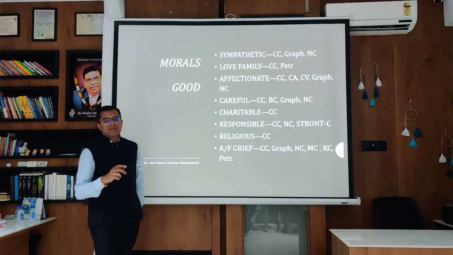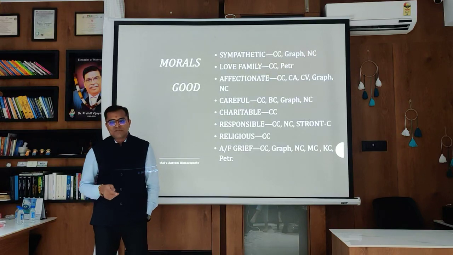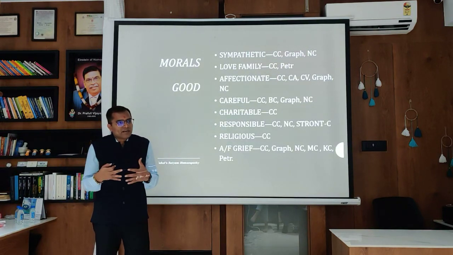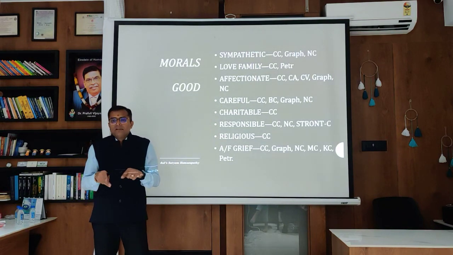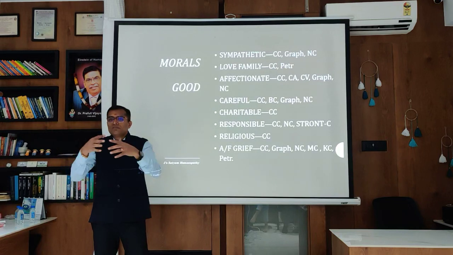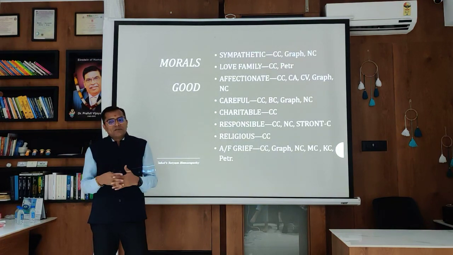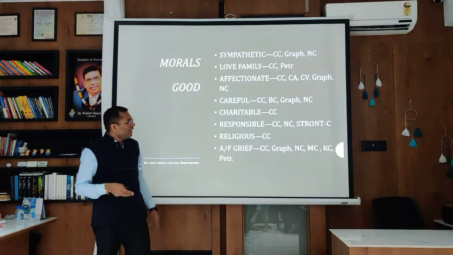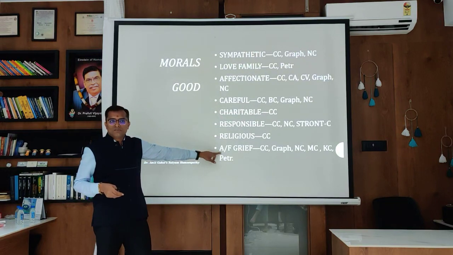So morally the carbons are very good. They are sympathetic. They love family. They are affectionate because in the psoric stage they want balance, bond and tetravalent. So they are very sympathetic towards all four points. They love family because they want a bond from everyone. They are affectionate, careful, charitable, responsible, religious, and sensitive to that. That's why they are affected by grief.